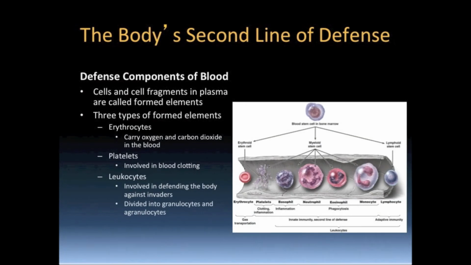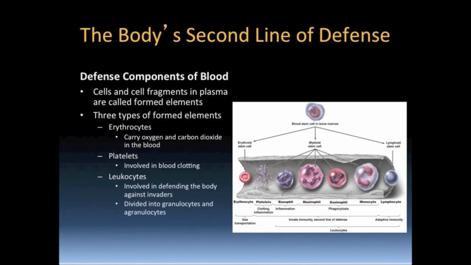The living cells and cell fragments of the blood are known as formed elements. The three types of formed elements include erythrocytes, leukocytes, and platelets. Erythrocytes are the most abundant of the formed elements and serve to transport oxygen and carbon dioxide in the blood. Platelets are cytoplasmic fragments of large cells known as megakaryocytes. Platelets are vital for blood clotting.